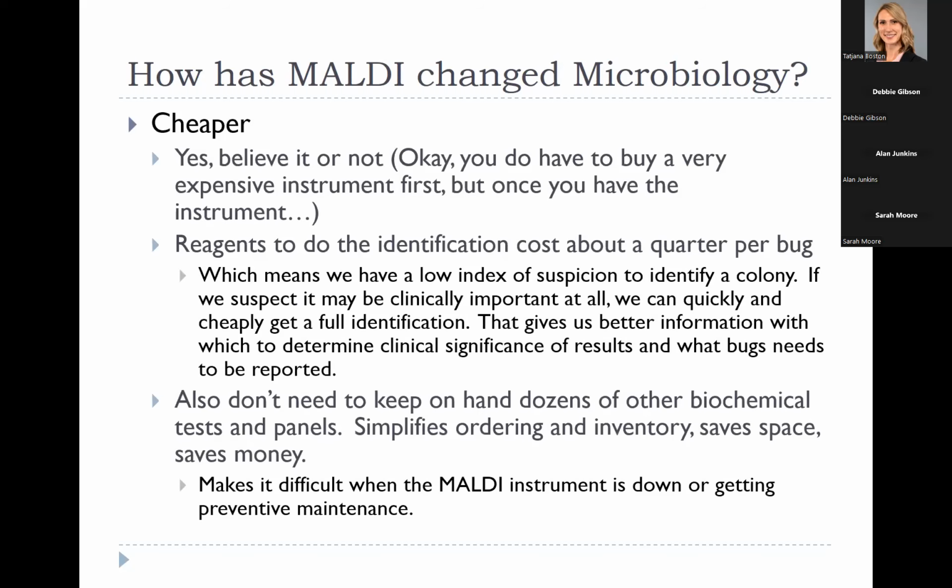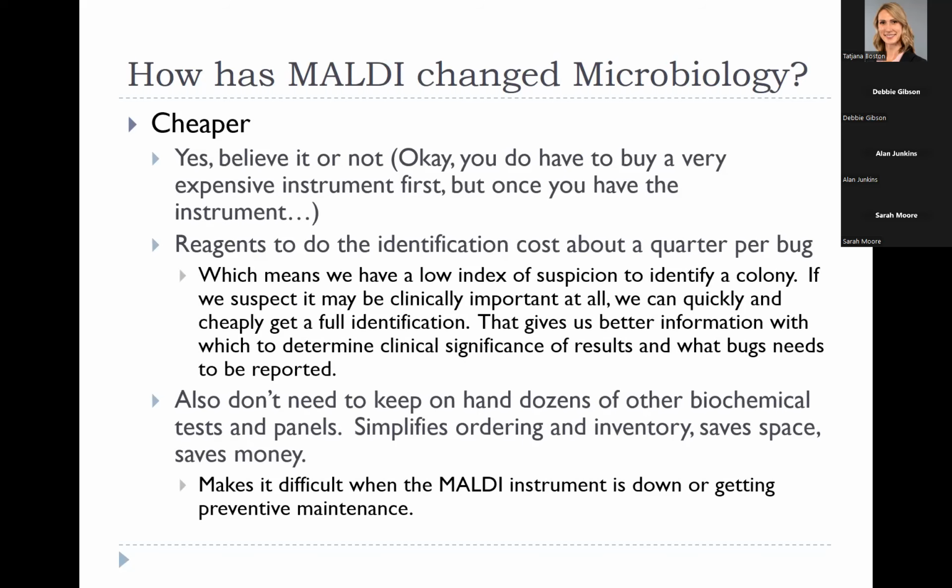Other thing, believe it or not, it's cheaper than biochemical testing. Now, okay, true. When I say it's cheaper, that means now that we have the machine, it's cheaper. The machine itself is going to cost you $200,000 to $300,000. But once you've got it, the actual cost of performing identification is very low. So it used to be that we would have to look at plates and say, which bugs on here do we think may be clinically significant? And I'm only going to do identification on the one bug that we think is clinically significant.